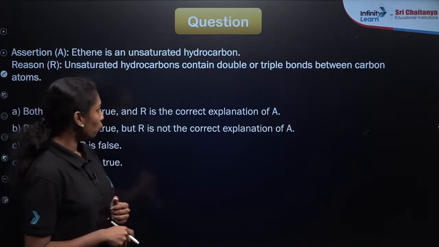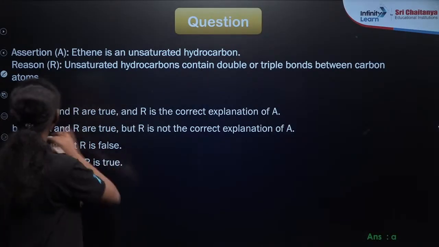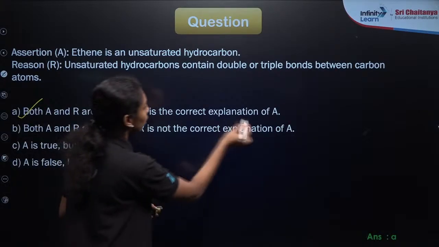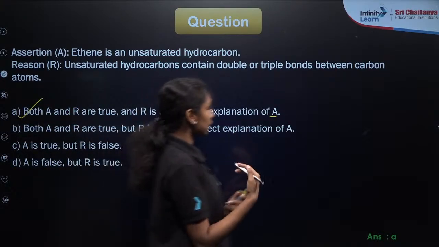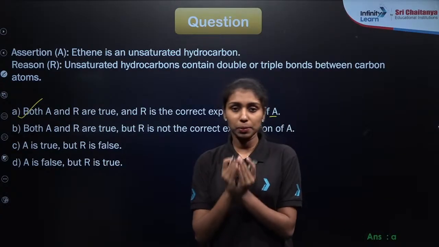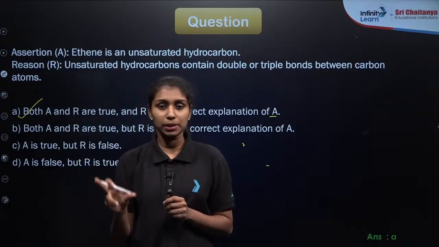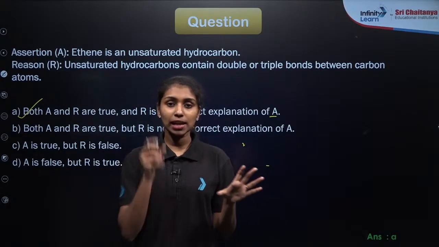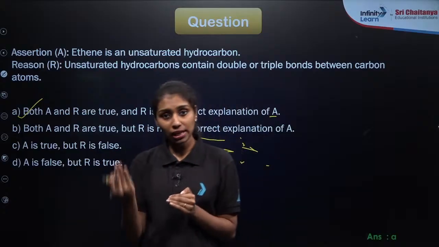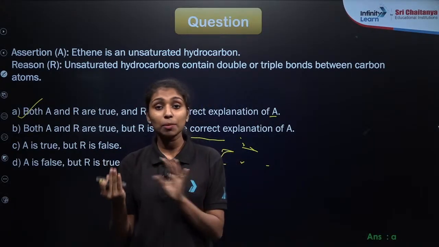Okay, most of you are giving me the answer as option A. Yes, option A is our correct answer. That is both A and R are true, and R is the correct explanation for the assertion, right? So if you are asking about the classification of hydrocarbons, we will be dividing the hydrocarbons into two types. One is saturated hydrocarbons and other one is unsaturated hydrocarbons. In the case of saturated hydrocarbons, they are alkanes, which means they contain only single bonds. In the case of unsaturated hydrocarbons, if it is containing double bond, it will be alkenes. If it is containing triple bond, it will be alkynes.